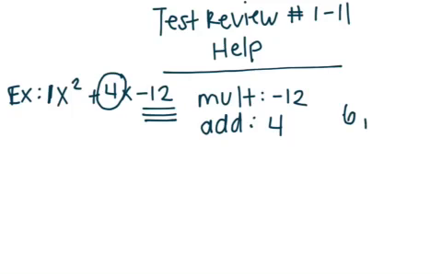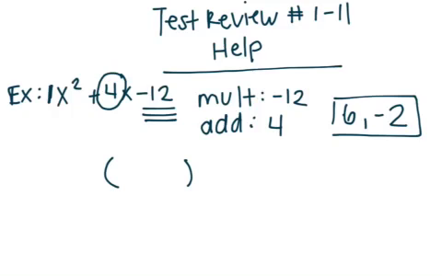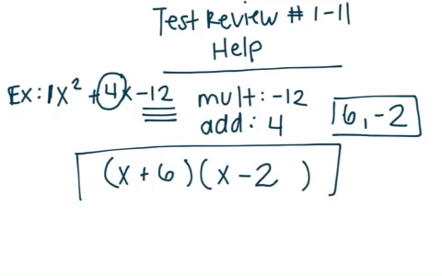6 and negative 2. Those things multiply to give me negative 12. They add to give me a positive 4. Now I'm not done because we haven't factored. So when A is 1, you can simply take the two factors that you found and put them in parentheses with x. So x plus 6, since it's a positive 6, and then negative 2 is the other factor, so x minus 2. Here is your factored form.